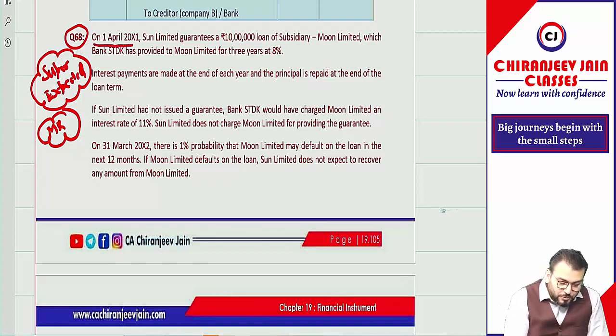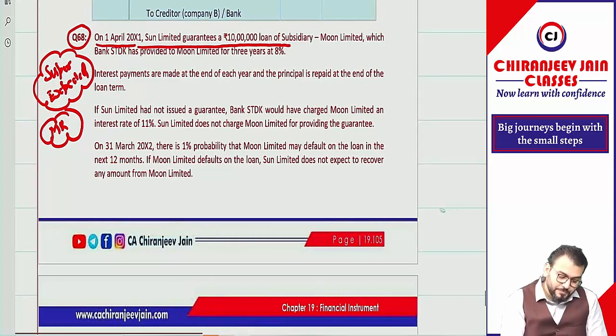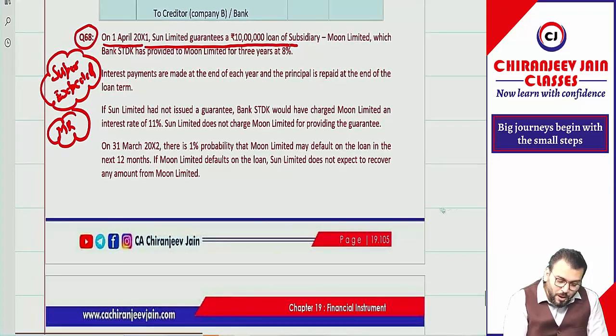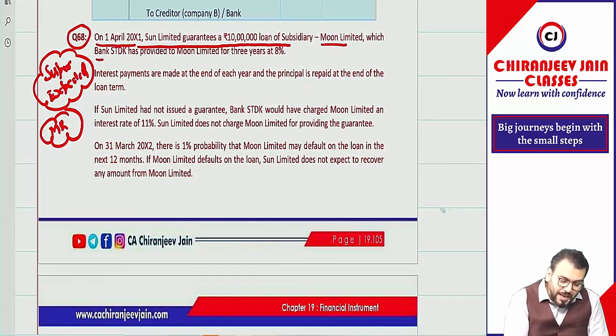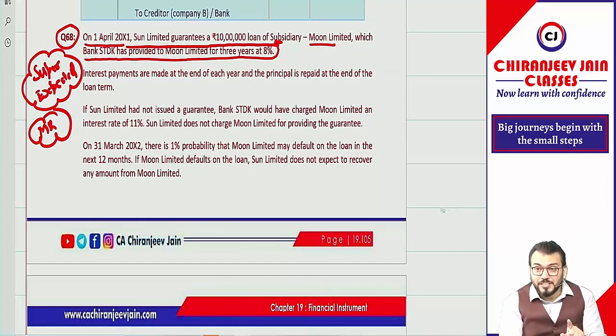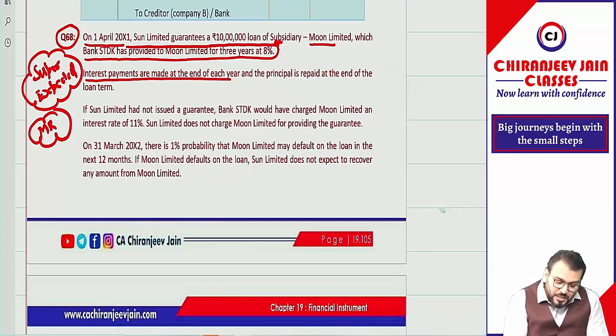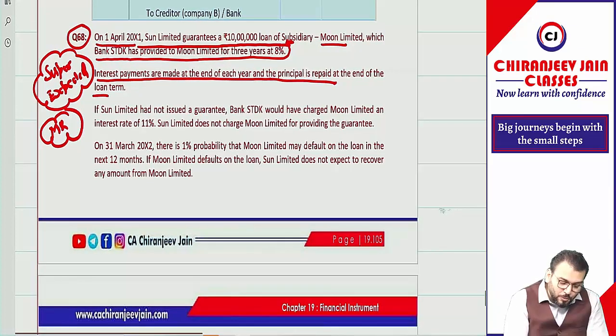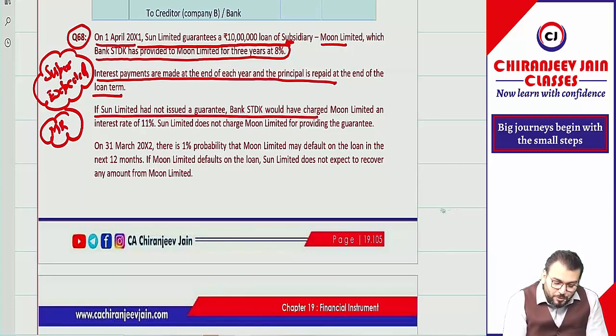On 1st April 2001, Sun Limited guaranteed a 10 lakh loan of subsidiary Moon Limited, which Bank STDK has provided to Moon Limited for 3 years at 8%. So 8% is the rate of interest with guarantee. Interest payments are made at the end of each year and the principal is repaid at the end of the loan term. If Sun Limited had not issued the guarantee, the bank would have charged Moon Limited an interest rate of 11%. Understood why it is given?